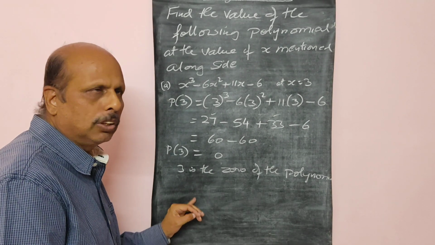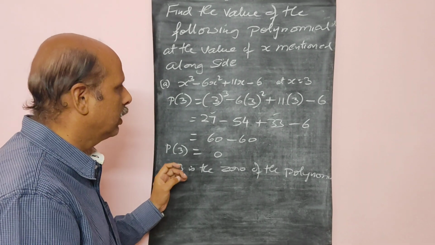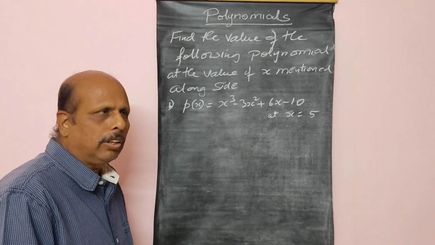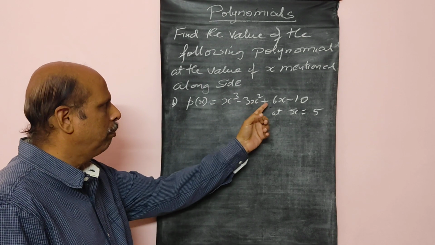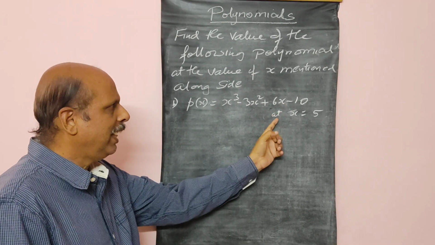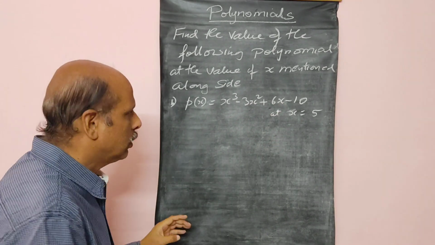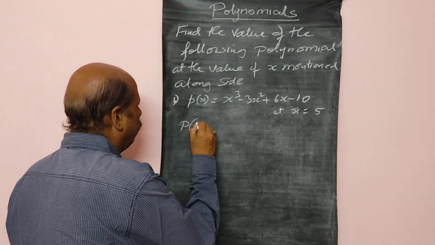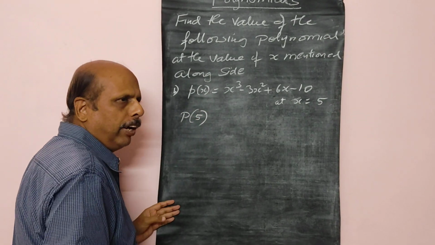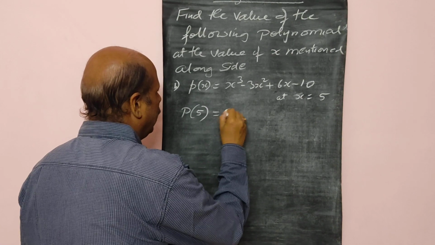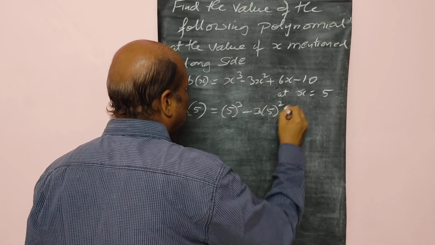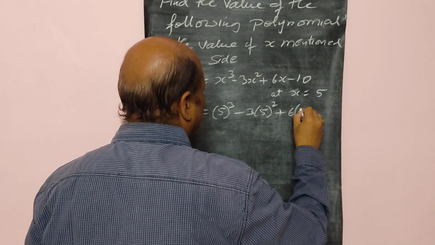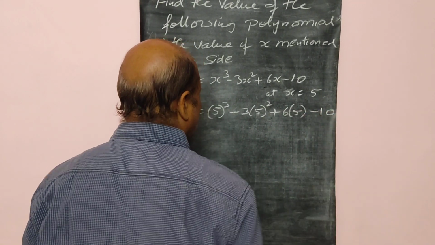Am I clear on this? So this was the first one. Let us take another example. Now we take the second example. P of x is x raised to 3 minus 3x square plus 6x minus 10 at x is equal to 5. At x is equal to 5 means I am going to find p of 5. I am going to put 5 in place of x. So it is 5 raised to 3 minus 3 into 5 raised to 2 plus 6 into 5 minus 10.